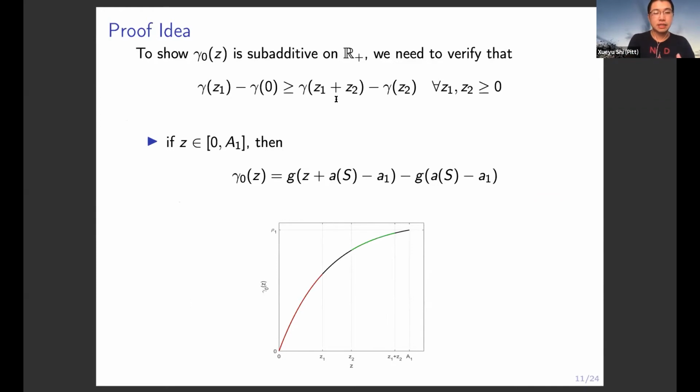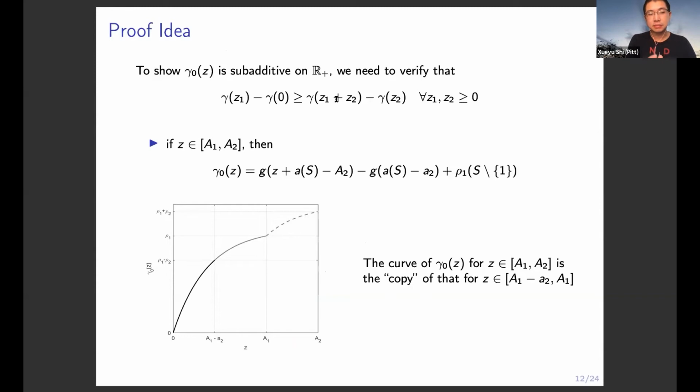In the first piece, actually this definition is very similar to the concave function. A concave function is naturally a subadditive function. So if Z is in the first piece, from 0 to capital A1, then the lifting function gamma 0 is naturally concave in the first piece. So it is clear that it satisfies the subadditive condition.